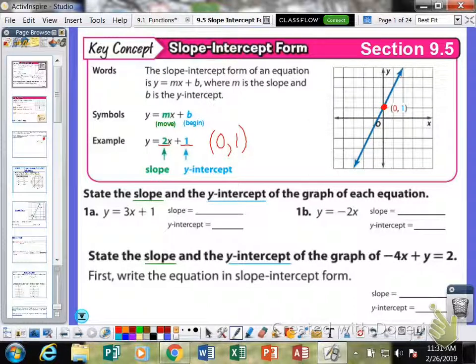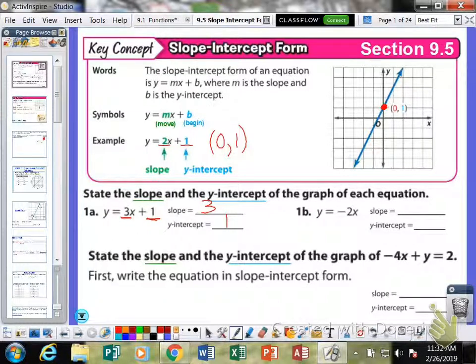So our first example is to state the slope and the y-intercept of the graph of each equation. So we have y equals 3x plus 1. Our slope is going to be 3. Our slope is our m, or this number that's going to be right in front of our x, and our y-intercept in this case is just going to be 1, and that would be our b term if we're looking at it in terms of the formula itself.